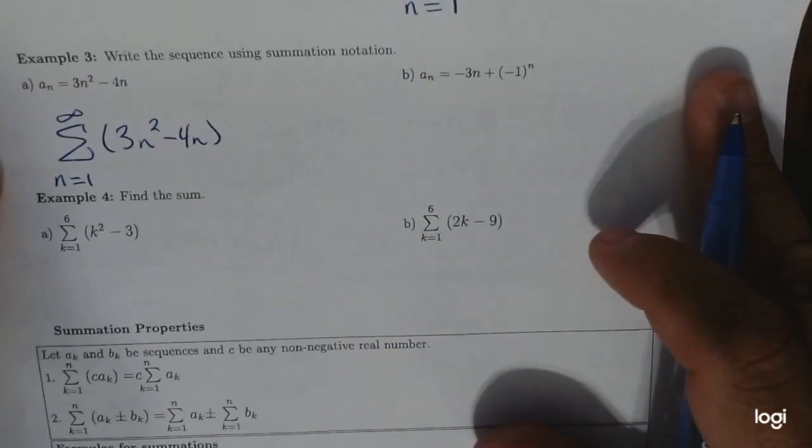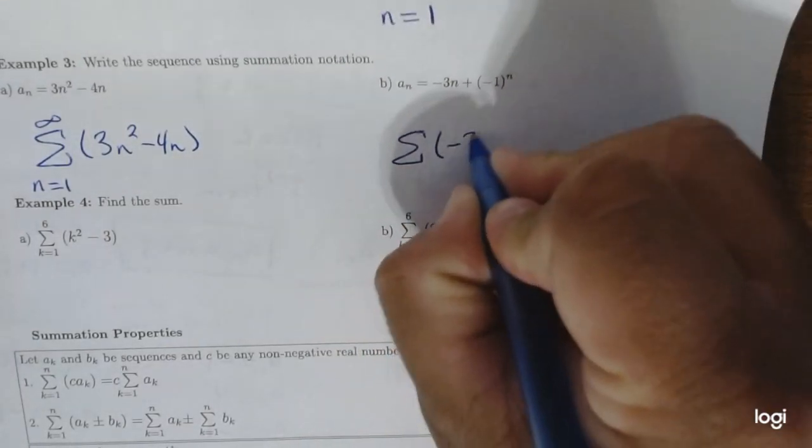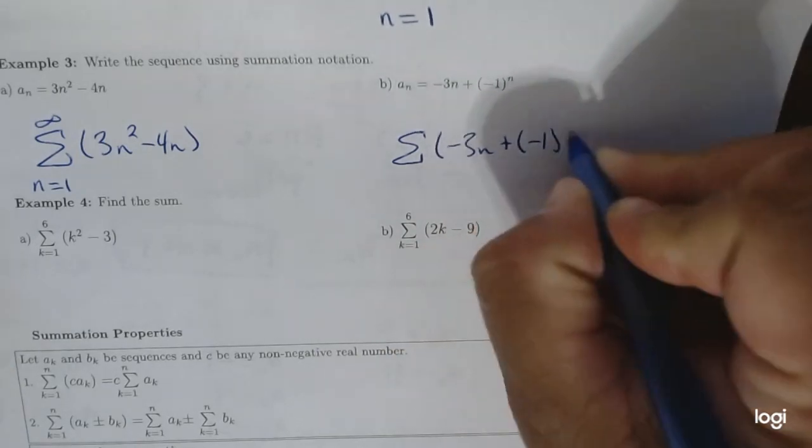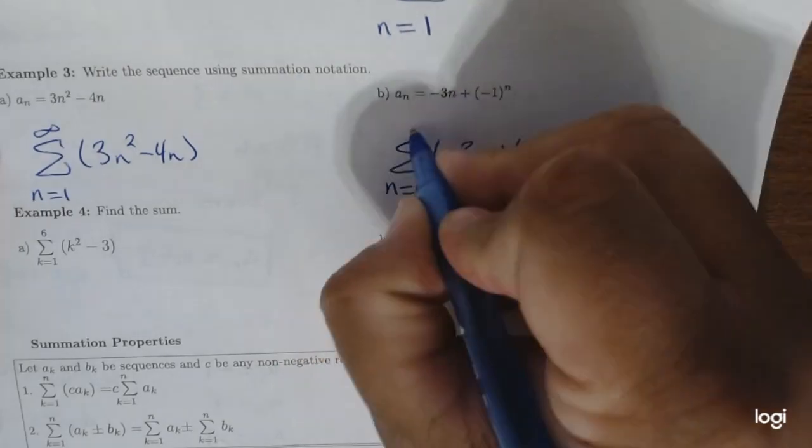All right, let's keep going. So next one, do the sum of the sequence minus 3n plus negative 1 to the n power. Again, at n equals 1, and it goes to infinity.